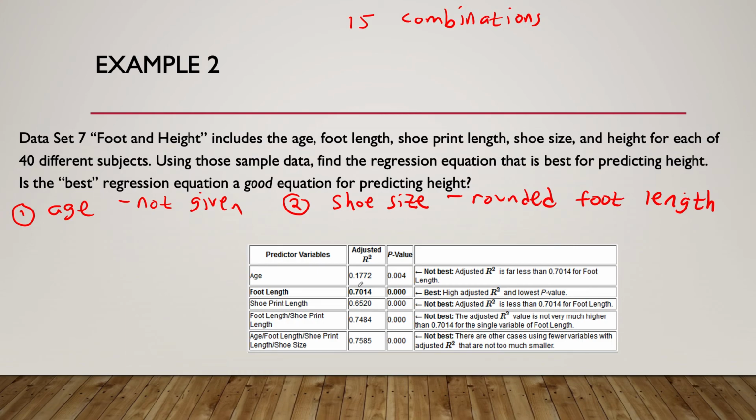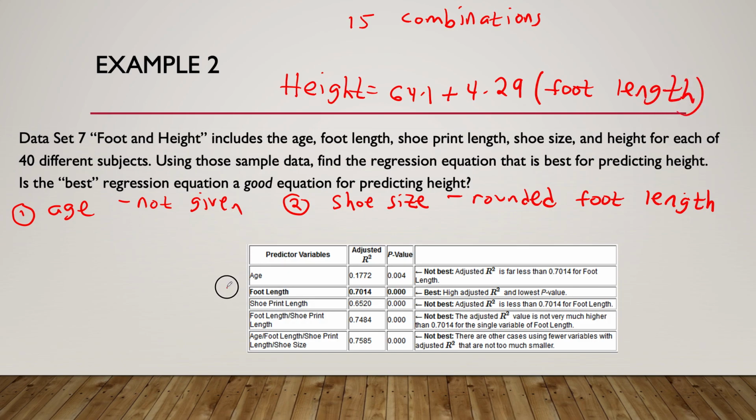Although, based upon this as well, the shoe print length one, depending on what you're looking for, it depends what's actually given. But the best particular equation that we could get from this would be, let me write it here, that the predicted variable height is equal to 64.1 plus 4.29 times the foot length, since it's the best. It's the best model from this.